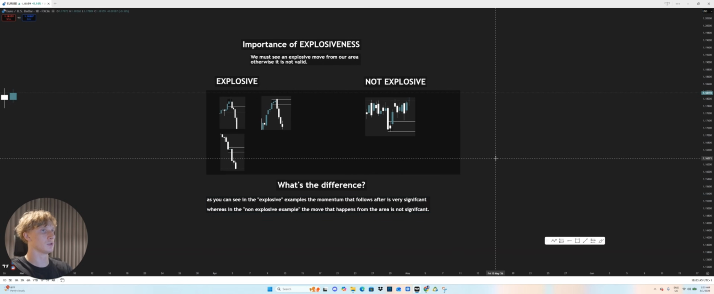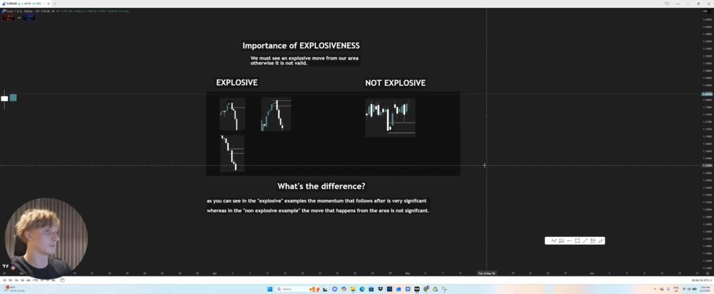Now, why is this important? Well, if we think about what we first spoke about, talking about supply and demand, we are basing the fact that these zones are where institutions have entered the market. And if that's actually the case, we can expect a very big move from there. If we don't see a big move from there, then chances are it just looks like a zone, but it's not actually where an institution has entered the market. Because if it was, then we would have seen a huge move just like this. So this is really, really important.